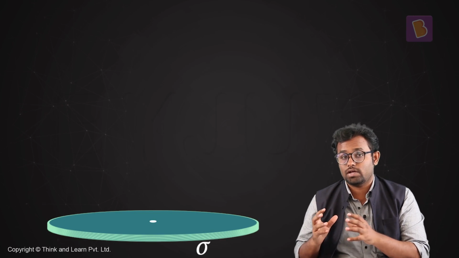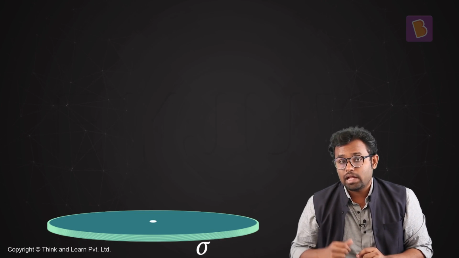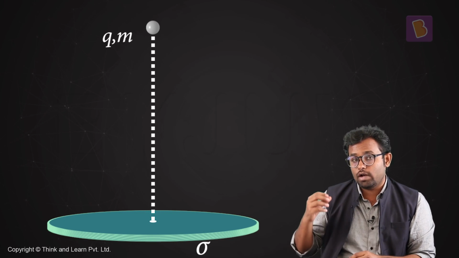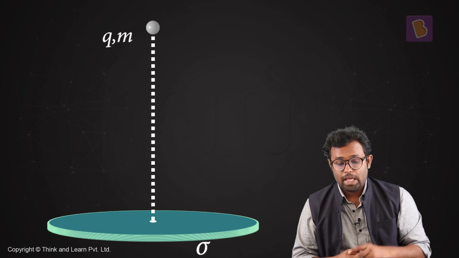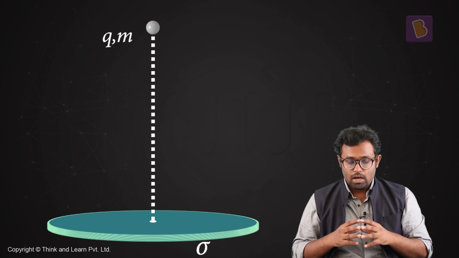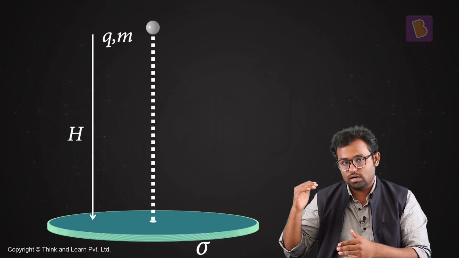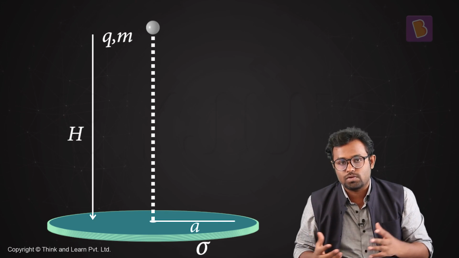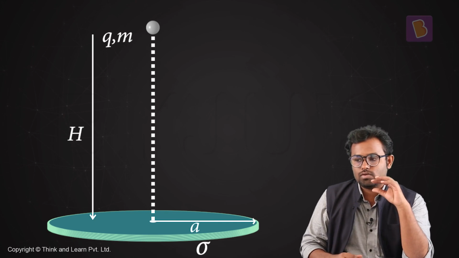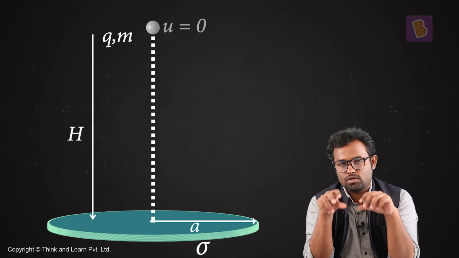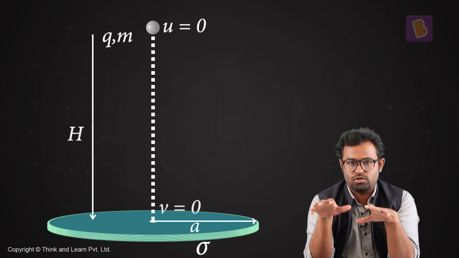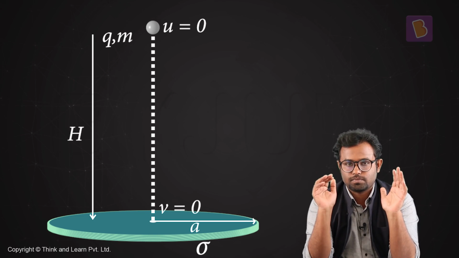So this is a really interesting question. Here you have a non-conducting disk with a surface charge density of sigma, and there's a charged object which is falling towards its center. And you're supposed to find the ratio h by a, where h is the height from which the object is dropped and a is the radius of this disk. Now the interesting thing is the initial velocity of this object is 0 and the final velocity is also 0. So both of them are 0.